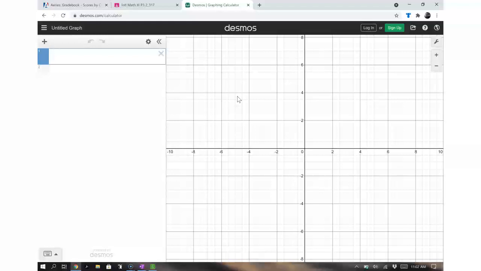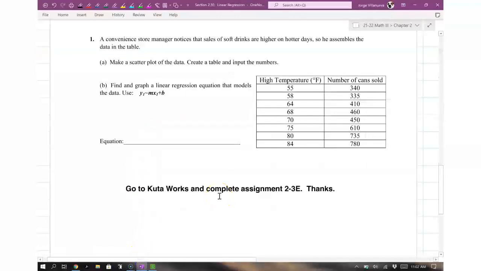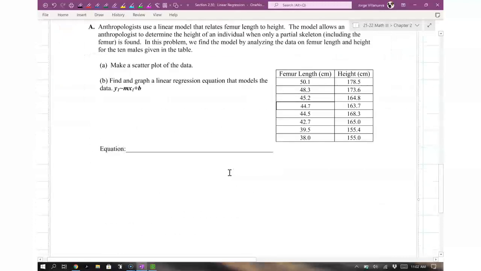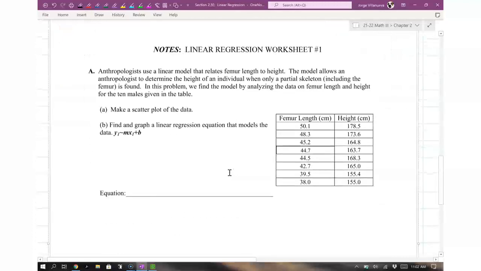So, if we read the question, it's going to sound really, really complicated. Let me just read it to you guys. I can show it to you here. So that's going to be the homework, which you see right now. And where is it at? Here it is. So it says, anthropologists use a linear model that relates femur length to the height. So the length of your femur to your height. It says, the model allows an anthropologist to determine the height of an individual when only a partial skeleton, including the femur, is found. In this problem, we find the model by analyzing the data on femur length and height for the 10 males given in the table.